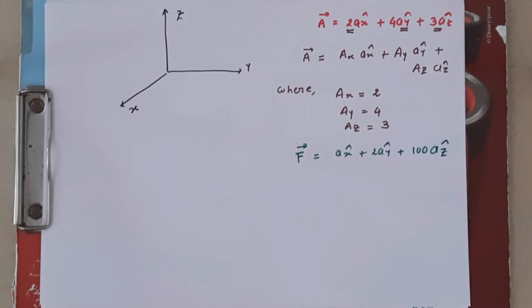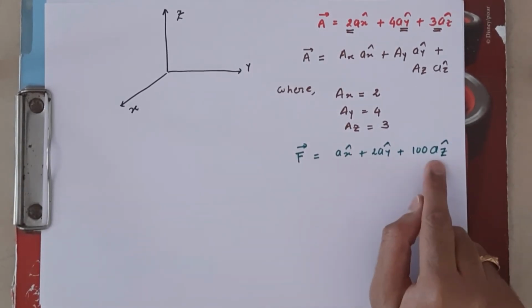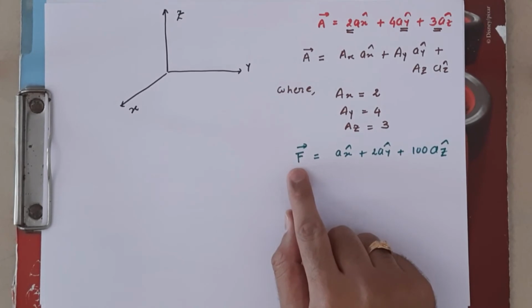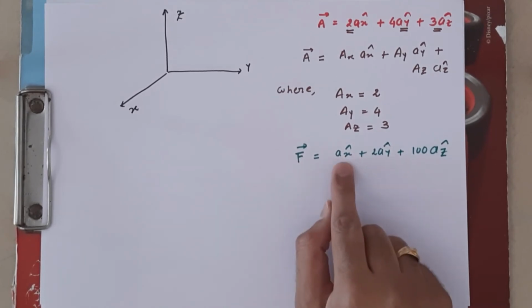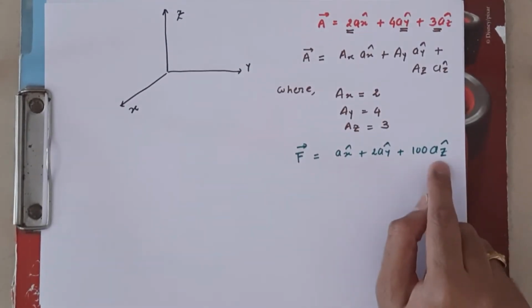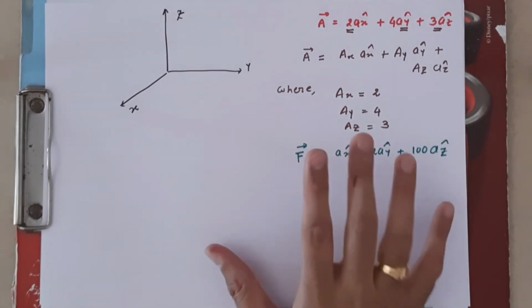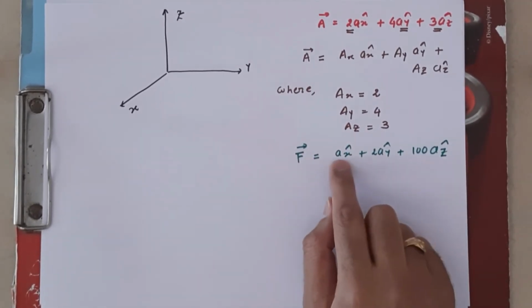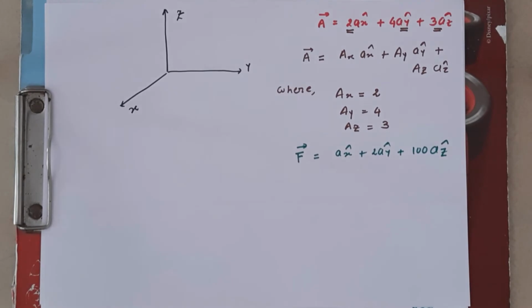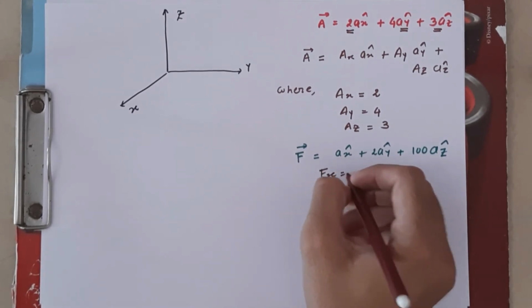So force F is equal to ax plus 2ay plus 100 az. What it indicates is how to apply a force on some object in the x direction, in the y direction, and in the z direction also. So what is the value of force in the x direction? Force in the x direction is very low, which is 1.